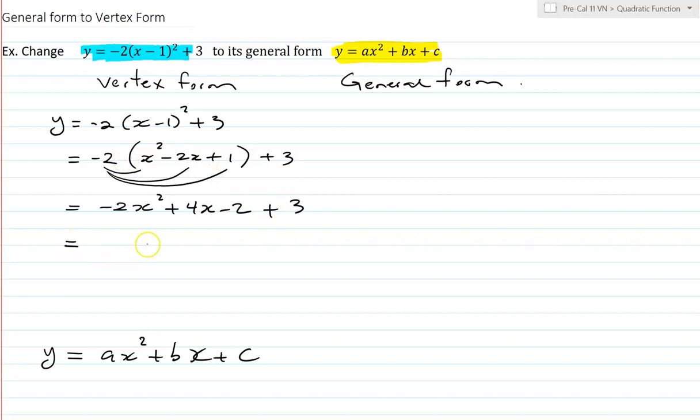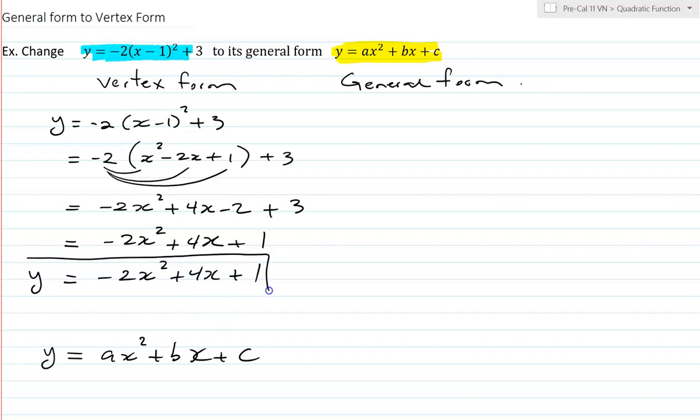Great. Last step, collect like terms. Minus 2x squared plus 4x, and this would be plus 1. Rewrite the equation in the general form: minus 2x squared plus 4x plus 1 equals y, and this is the final form, which looks like that. All right, so we just went from the vertex form to general form. Very simple. As long as you follow the BEDMAS process, you should be able to go through it.